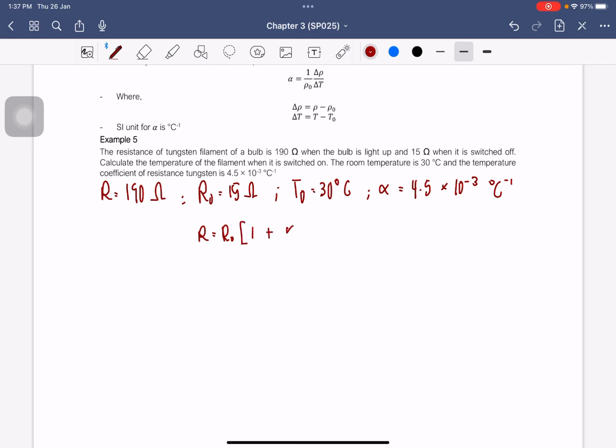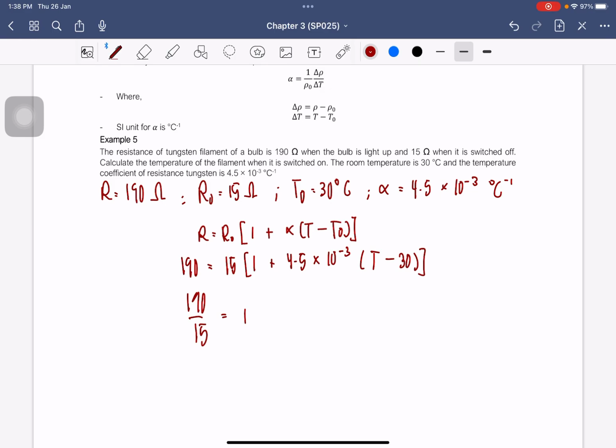R equals R naught times 1 plus alpha times T minus T naught. Okay, so this is 190, this is 15, 4.5, sorry. Okay, so this is what we are looking for, minus 30. Okay, so how do we solve this? I will move the 15 to the other side first. So 190 over 15. So we get this equation at the side. So 4.5 milli times 30 gives 0.135.